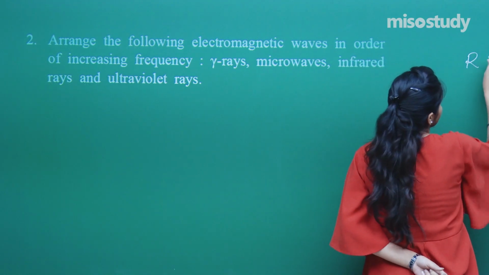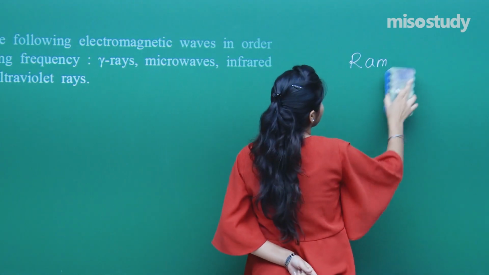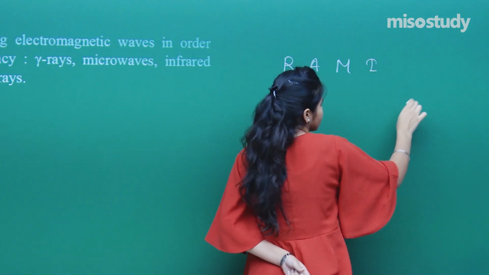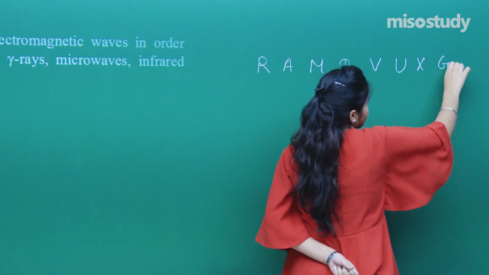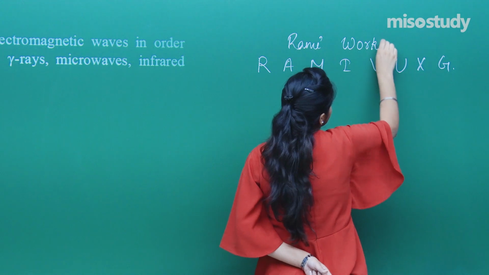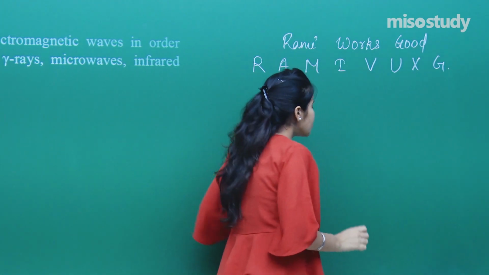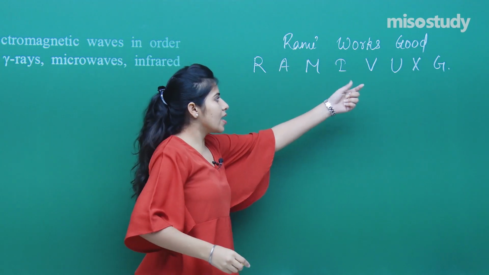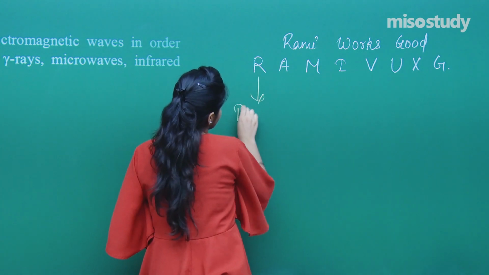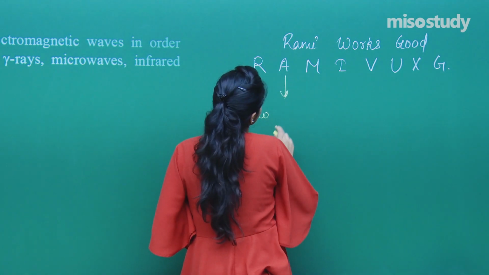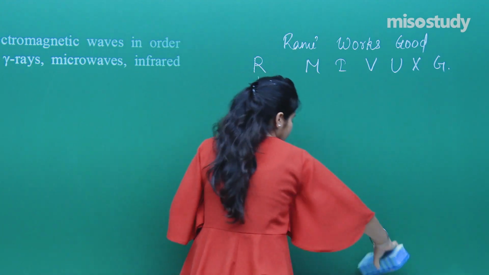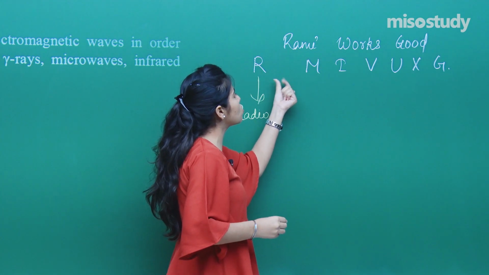I told you that Rummy, let me write in capitals, Rummy works good. Here your R, A, M, I and corresponding terms are representing some particular wave or ray. So this is radio ray, and the rest is just Mi. Here Rummy corresponds to RMI.